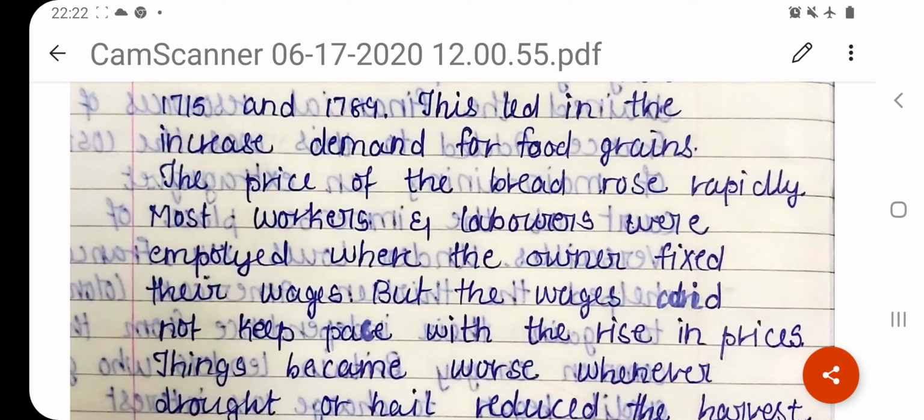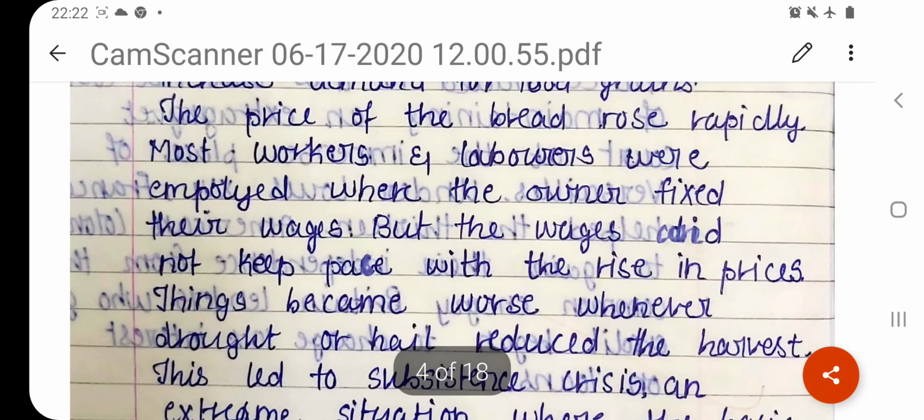Most workers and laborers were employed where the owner fixed their wages, but their wages did not keep pace with the rise in prices. Now, most of the people were getting some wage, some money for their work, but the speed or the rate at which the prices of the food increased, their wages could not keep up with it.